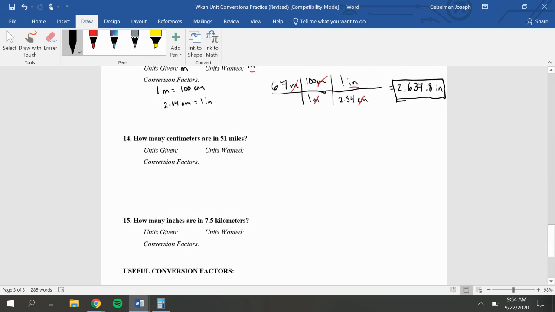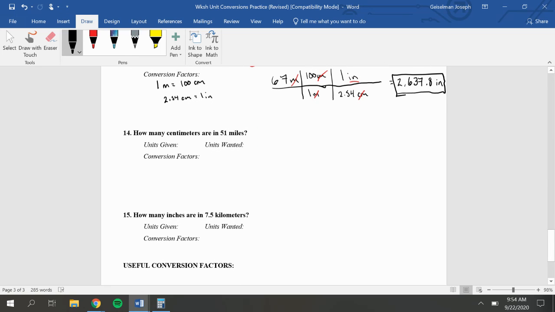All right, we got 2 more to go. How many centimeters are in 51 miles? So we're given miles to begin with. We want to go to centimeters. All right, our conversion factors, 1 mile equals 1.61 kilometers. 1 kilometer equals 1,000 meters, and 1 meter equals 100 centimeters. Those are the ones we're going to need to use.